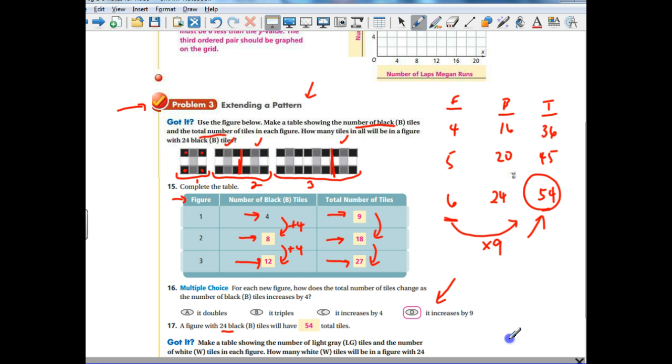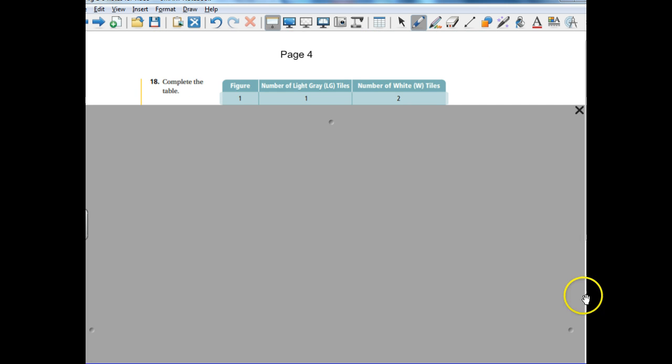And this part, we're getting kind of chopped off at the bottom here, but it says make a table showing the number of light gray tiles and the number of white tiles in each figure. How many white tiles will be in a figure with 24 light gray tiles? So I believe we have to go to the next page to do this. And it looks like this. So you might have to flip back at the previous page for that figure.